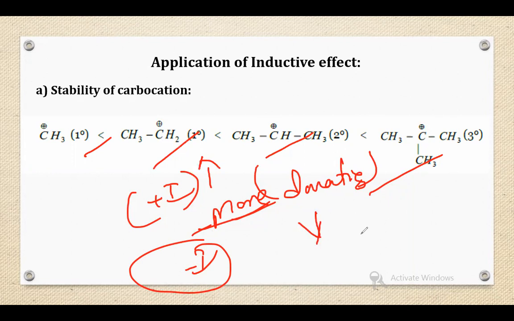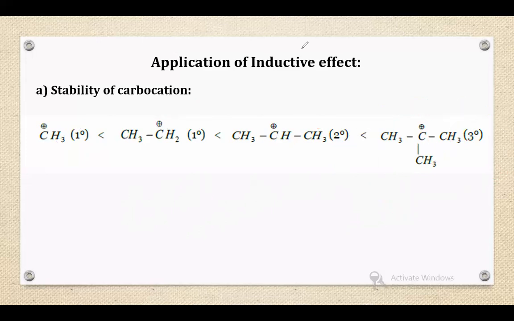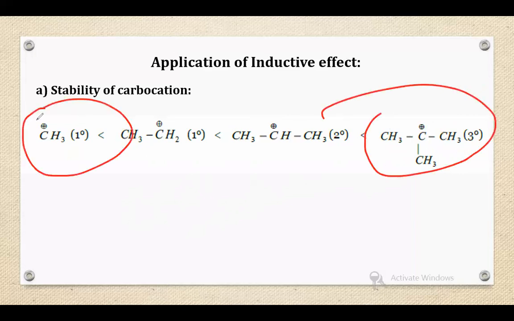As the number of alkyl groups, CH3, increases, the positive inductive effect increases, and the stability also increases. So 3 degree is greater than 2 degree is greater than primary. That is the stability of carbocation. Understand? As the number of alkyl groups increases, three alkyl groups, two alkyl groups, one alkyl group, the more alkyl groups, the more stable. So tertiary carbocation is more stable than primary carbocation.